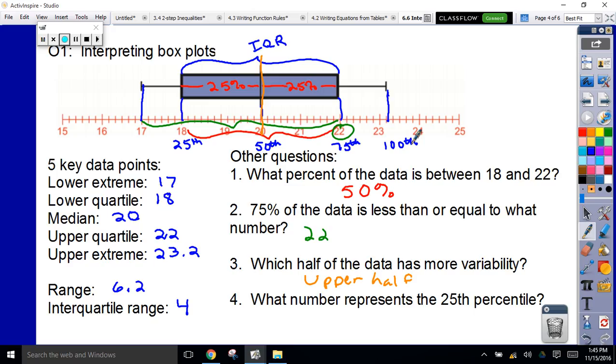It's not saying what your score is on the test, right? So if we had a test where almost everybody got a 70%, you could be in the 50th percentile, but your grade would be a C. Okay, so which number represents the 25th percentile? Nick, which number up there represents the 25th percentile? 18. Good.